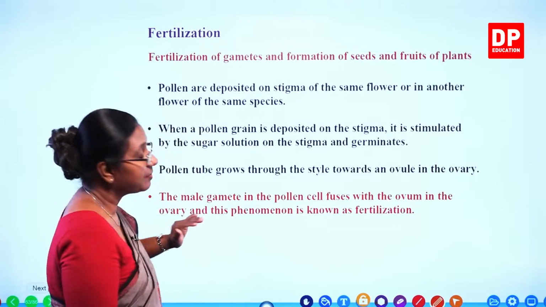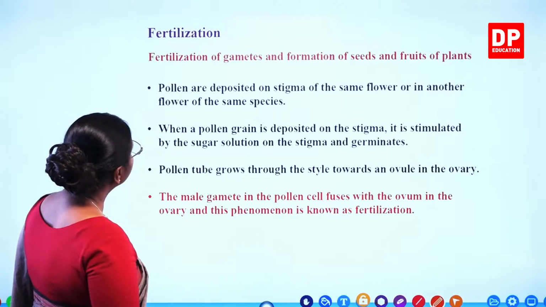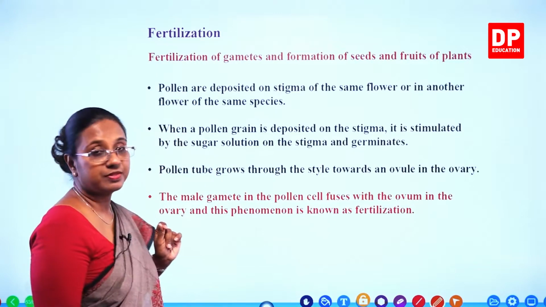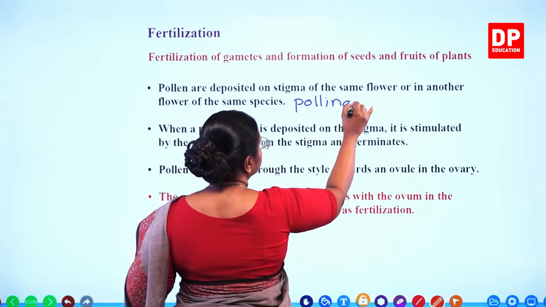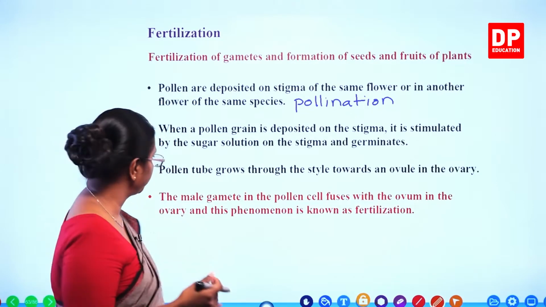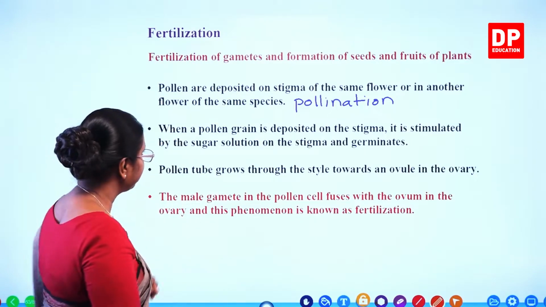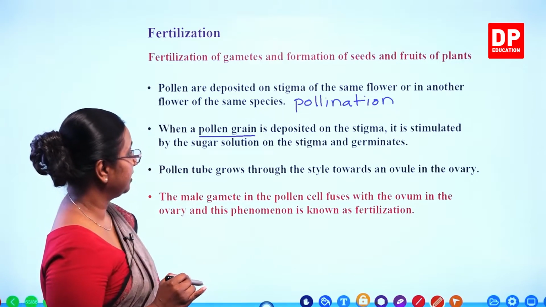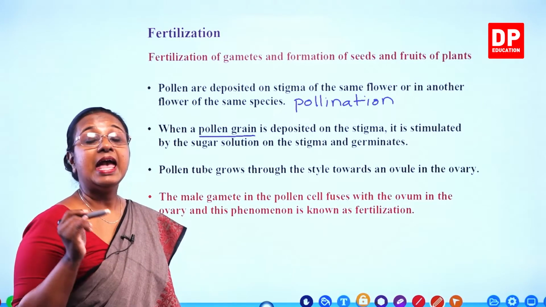I will read the steps of the process first, then I will explain it with the diagram. Pollen is deposited on the stigma of the same flower or of another flower of the same species. That is what we call pollination. Same flower means self-pollination, another flower is cross-pollination. When a pollen grain is deposited on the stigma, it is stimulated by the sugar solution on the stigma and germinates.